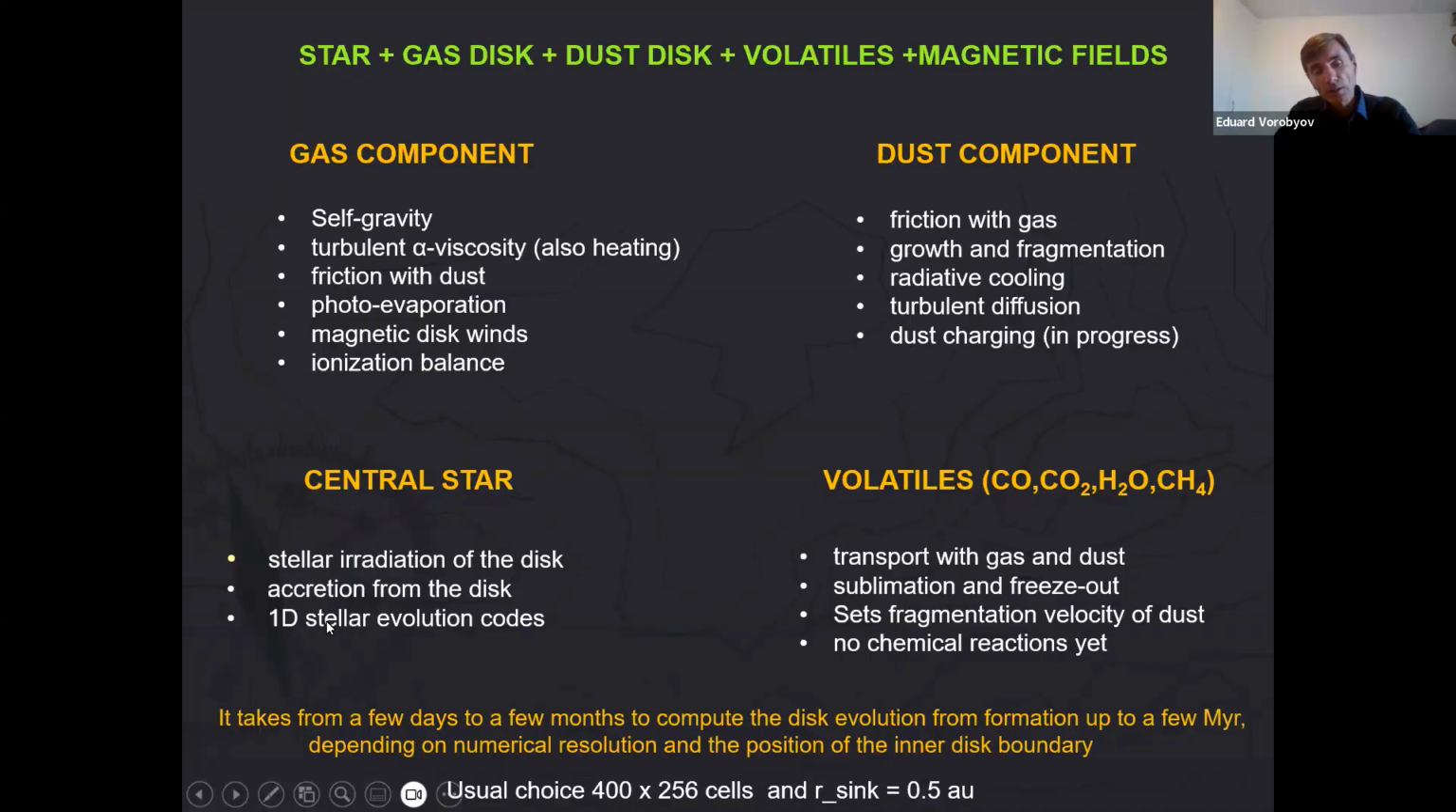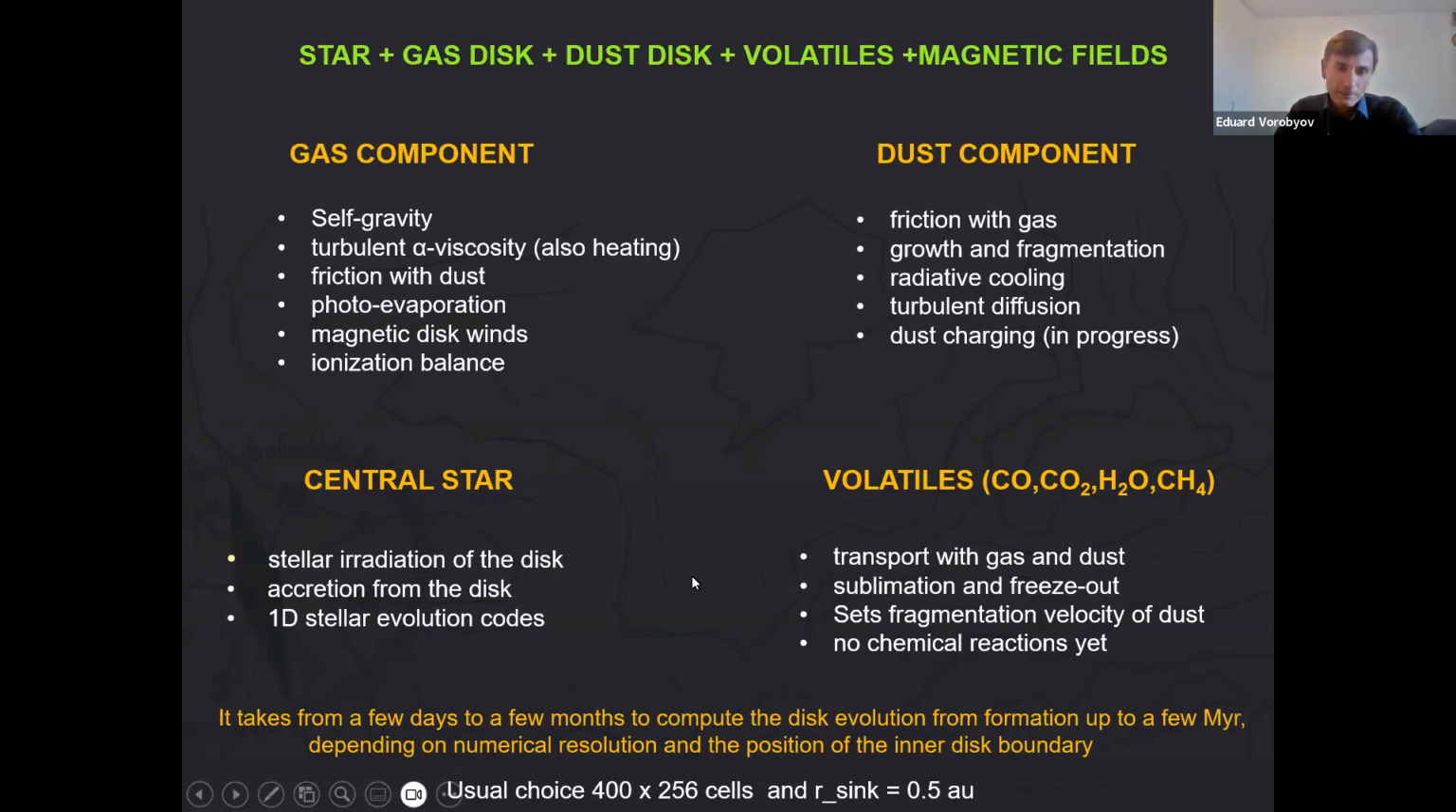We can actually couple the code with 1D stellar evolution codes if we want to see how the star evolves with time. Volatiles, at present we have four main volatiles, and they're transported with gas and dust. They can also sublimate and freeze out. They set the fragmentation velocity of dust, and as of now, there is no chemical reaction yet. It's a notoriously difficult problem, really.